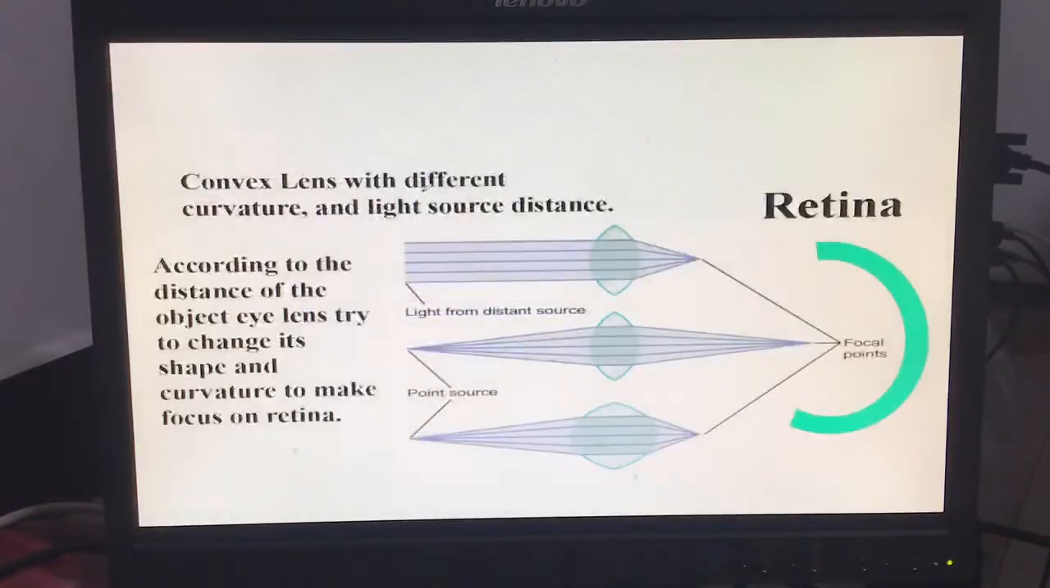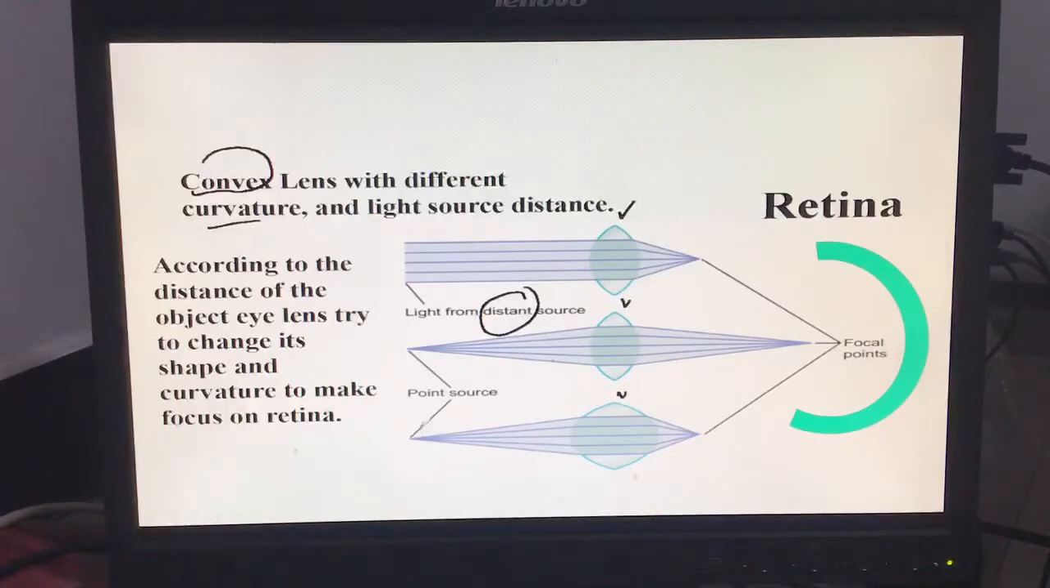About the concave lens. Okay, now we apply this to distance. You can see here a convex lens with a different curvature. What's the role of different curvature? According to the distance of the object, the lens in our eye, which is normal physiology, can change its curvature. It can change its curvature if the light rays are coming from a distant source. The lens changes curvature to change the refraction.